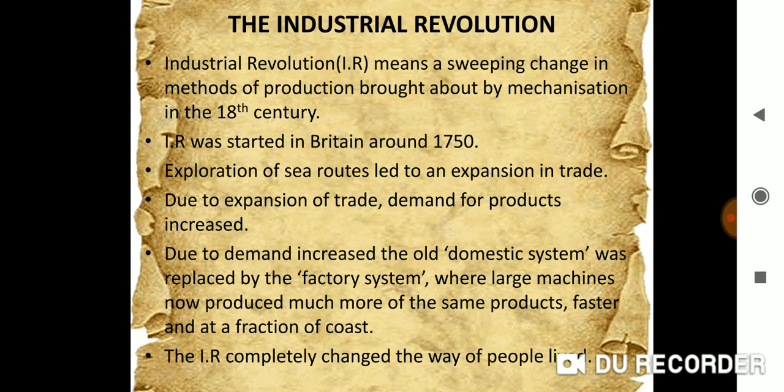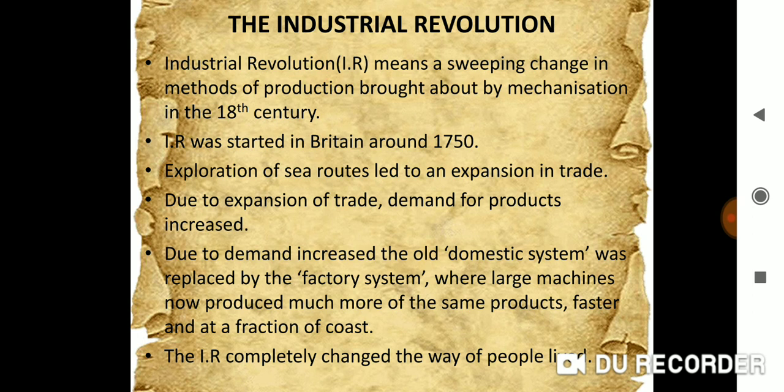The Industrial Revolution means a sweeping change in methods of production brought about by mechanization in the 18th century. So Industrial Revolution means a sweeping, very fast change in methods of production brought about by mechanization in the 18th century. So through mechanical development, a huge change occurred in the method of production.